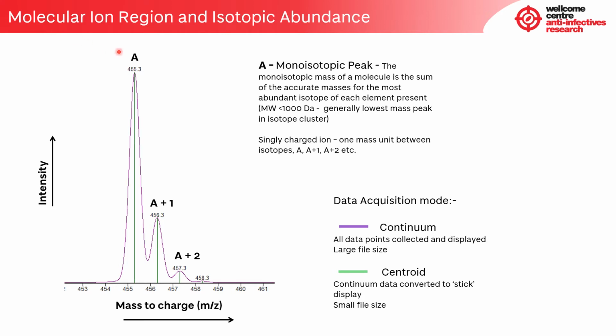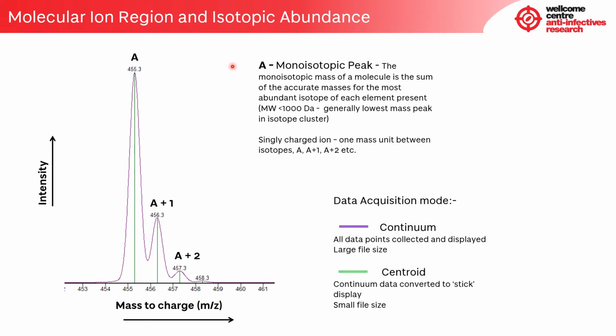If we zoom in on the molecular ion region of verapamil, we see a series of peaks of increasing mass but decreasing intensity, which we've labelled A, A+1, A+2, etc. The peak at 455 labelled A is the monoisotopic peak.